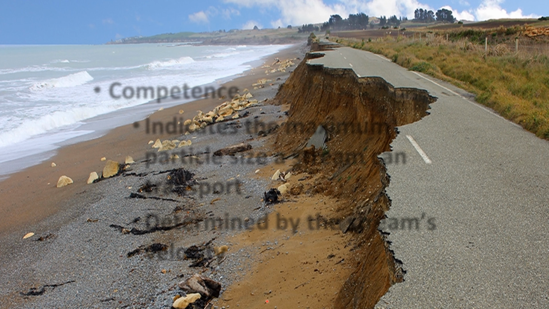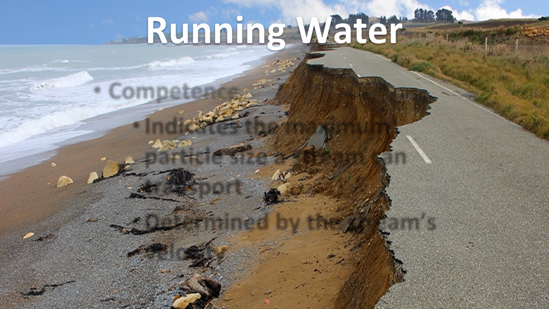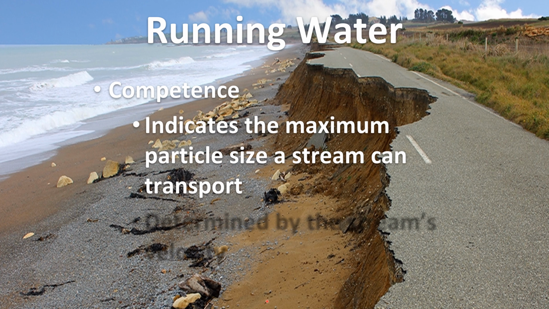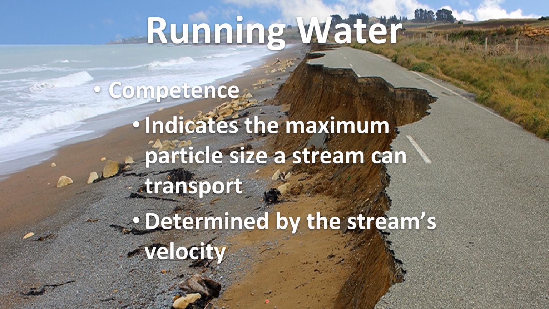Now, what a stream can carry is known as the competence of the stream. It basically indicates the maximum particle size a stream can carry. So when we're talking about the competence of a stream, we're basically saying, this is the biggest thing it can carry. It can carry anything smaller than that, but the ceiling as to what it can carry is this particular particle size. And all of that is ultimately determined by the stream's velocity.